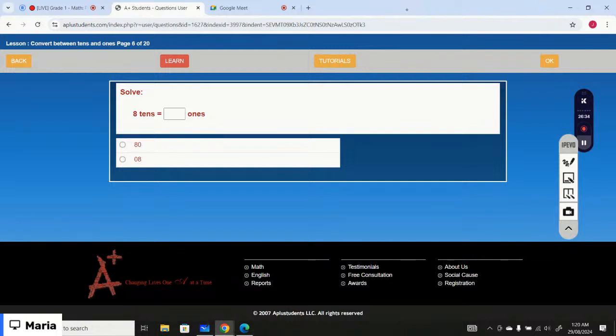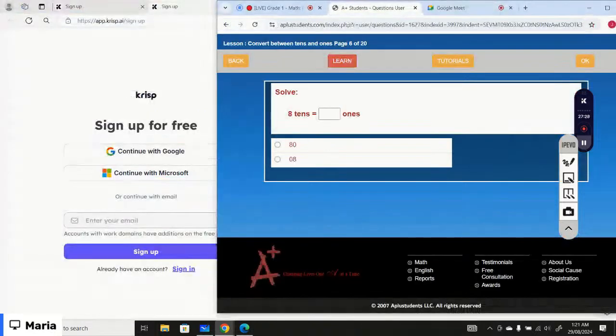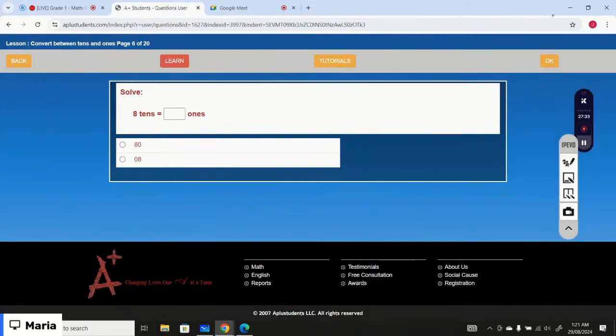8 tens equal how many ones? The correct option is 80 ones. The correct option is 80. Option number 1 is the correct option.